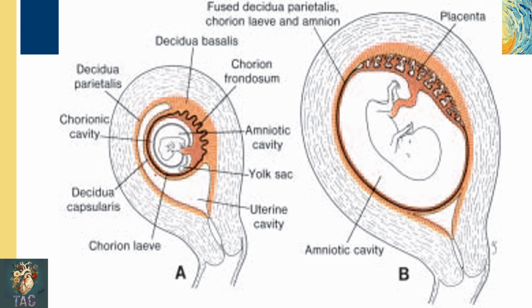This one is the decidua capsularis. Here you can see chorion frondosum and chorionic leaf. This area is the decidua parietalis. Here you can see the uterine cavity which is present, but with the growth of the embryo and expansion of the amniotic cavity, the uterine cavity is obliterated, and the decidua parietalis, decidua capsularis, and chorionic leaf all come into contact with each other and they fuse and form the fetal membranes.